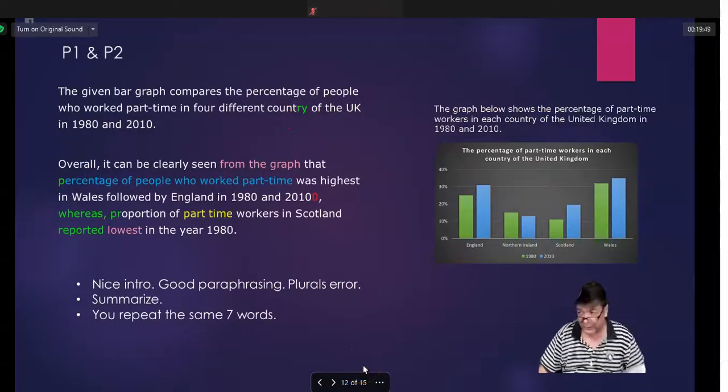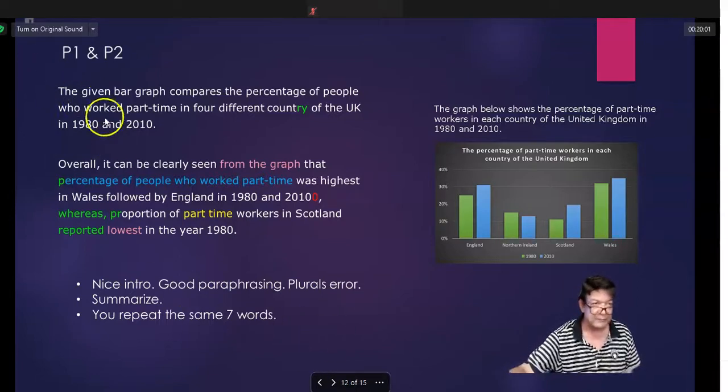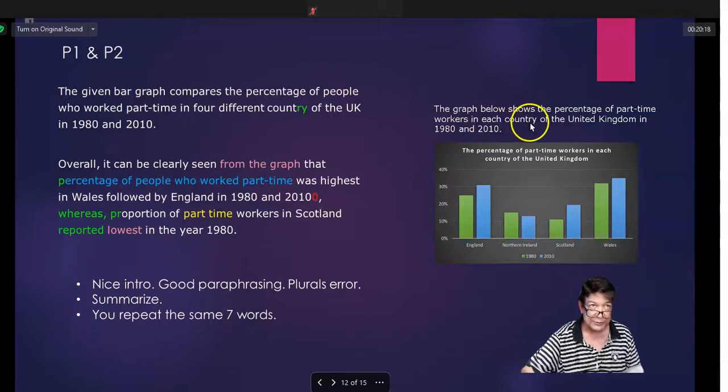P1 and P2, paragraph 1 and paragraph 2. In paragraph 1, you want to just restate the question, paraphrasing in your own words what's in the text, and the writer has done a good job of doing that here. The given bar graph compares the percentage of people who have worked part-time in four, that should be countries of the UK in 1980 and 2010. Don't be confused by the fact that it's country here. That's a different construction using the word each. So in 4 different countries. Good job there.